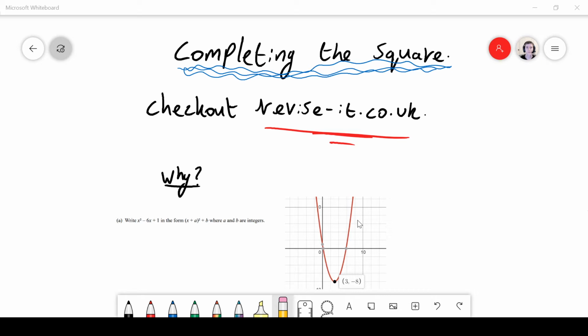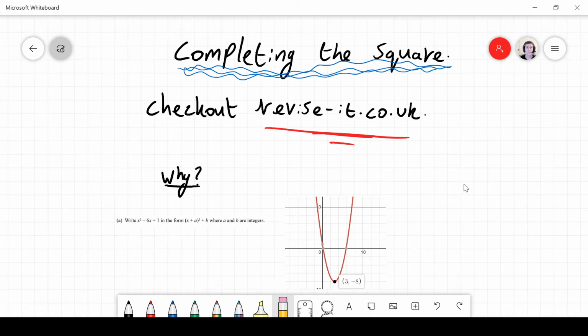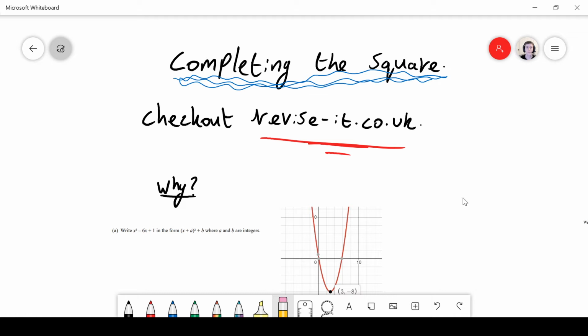Okay, so going into completing the square. Let's have a look. So, completing the square, it says on the YouTube description that it is grade 7, but in reality it's actually between grades 8 and 9. It's a little bit higher up than that.